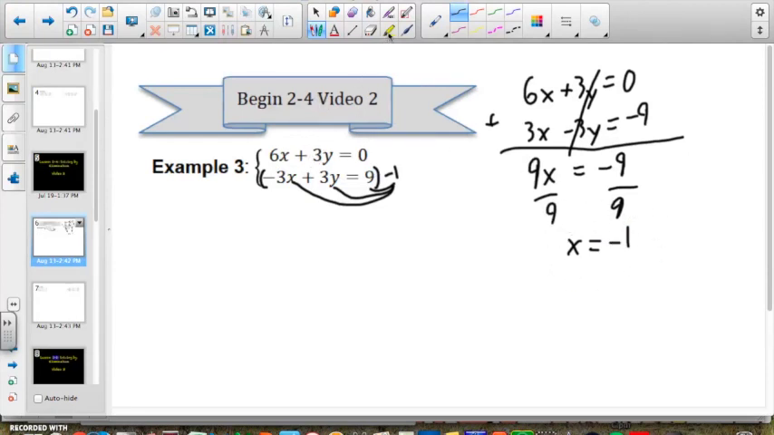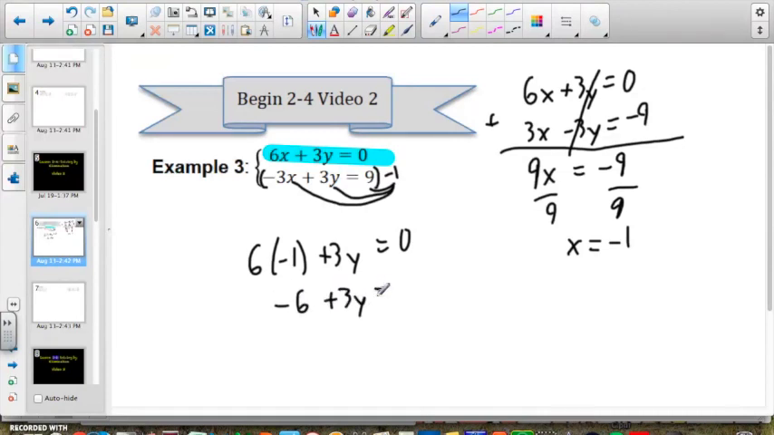I just now need to take that x value and plug it into one of my two original equations. I always plug into whichever I think is going to be the easiest. You can plug it into whichever one you want. I'm just going to plug it into the top. So I'm going to do 6 times negative 1 plus 3y equals 0. 6 times negative 1 is negative 6. So we have negative 6 plus 3y equals 0. We need to add 6 to both sides. 3y equals 6, and our last step, divide everything by 3, so y is going to be 2.